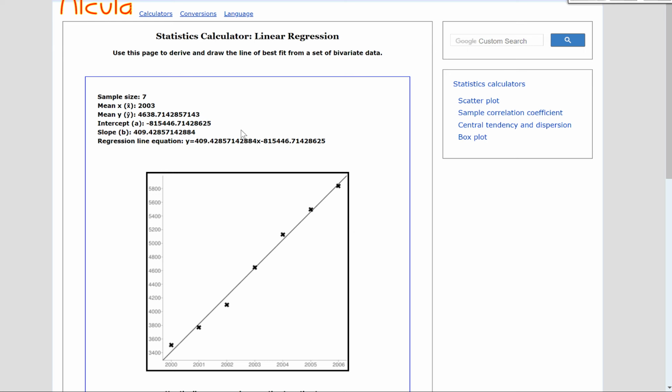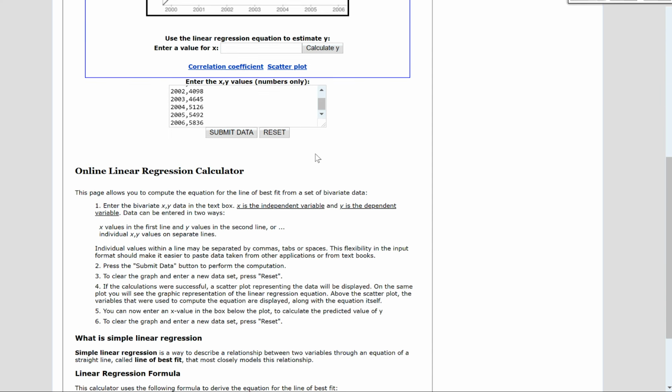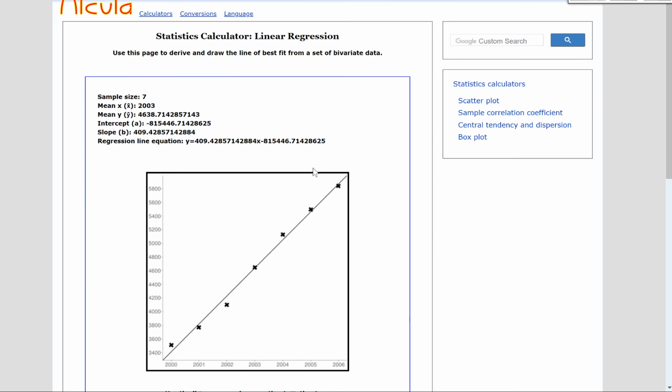I'm going to get an equation of this data, the linear regression. Unfortunately, this particular program, which I didn't check before, does not give me the correlation coefficient, so I would have to try a different one to get that. But I can see from the graph it's going to be very, very close.